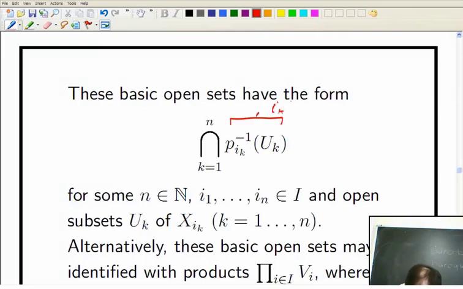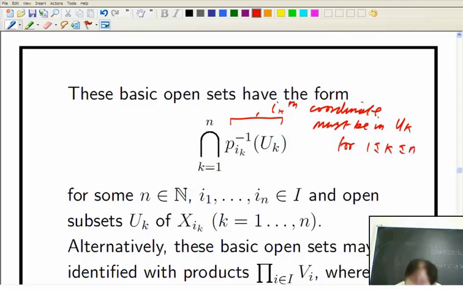So the ith coordinate must be in U_k for 1 ≤ k ≤ n. In other words, we put a restriction on finitely many of the coordinates, but not on any of the others. So if you want a basic open set, they're usually pretty huge, because you're only allowed to put a restriction on finitely many of the coordinates, and the rest of the coordinates you have to allow to be arbitrary. So these basic open sets are usually quite enormous.